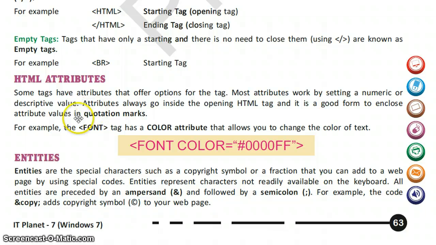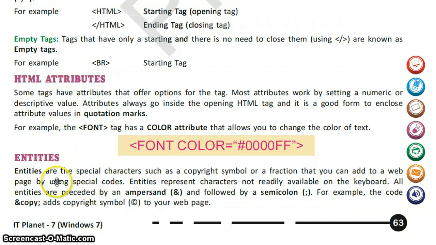In a few of the tags, we have values to choose from, like in font. We can change the color of the font. So font is a tag and color is an attribute of that tag. And it's a good habit to write the attributes inside inverted commas or quotation marks. These are called quotation marks, and you have to write the attributes inside them.